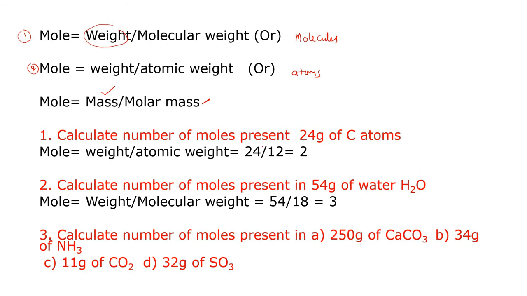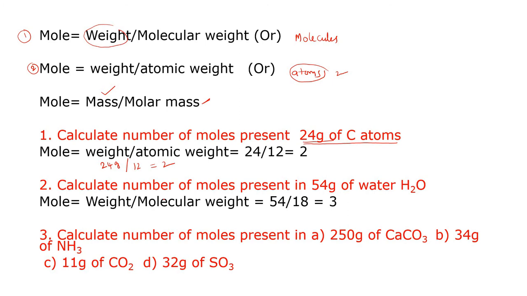Calculate the number of moles present in 24 grams of carbon atoms. How many moles are there in 24 grams of carbon atoms? Now, what is the formula? We have to take the second formula because they said atoms. Mole is equal to weight by atomic weight. Weight given is 24 grams. What is the atomic weight of carbon? 12. Now, how many moles do we get? 2 moles.